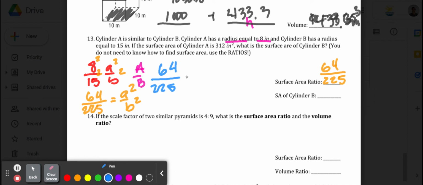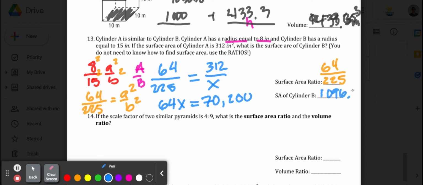And so when I set this equal, it says cylinder A is 312, so I'm going to put 312 on top and X. So we cross multiply. I get 64X equals 225 times 312, which is a large 70,200, and then divide by 64. And we have about 1,096.9, and that's in cubic inches. There we go.